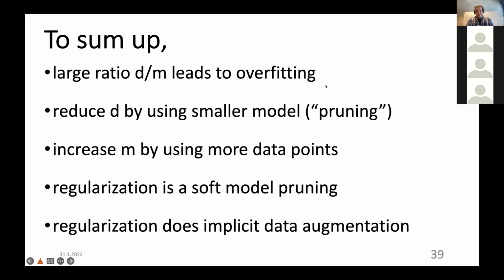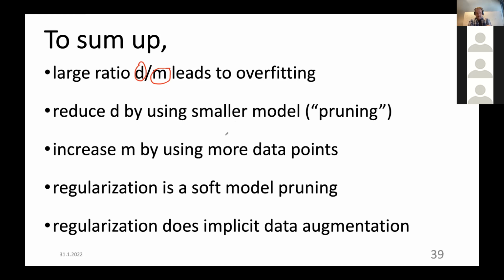Okay, that's it basically for the theory block. So to sum up, the practice of machine learning often amounts to balancing two sizes: the size of the data, which is here denoted M, and the size of the model, which is denoted D, or effective dimension. I would say 90% of the everyday life of a machine learning engineer is about balancing these two quantities to get D over M small.